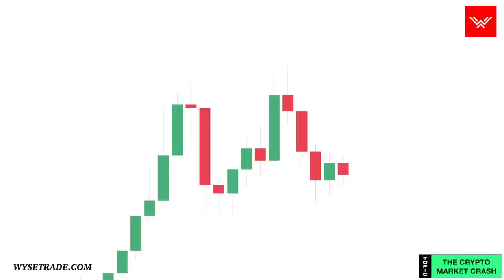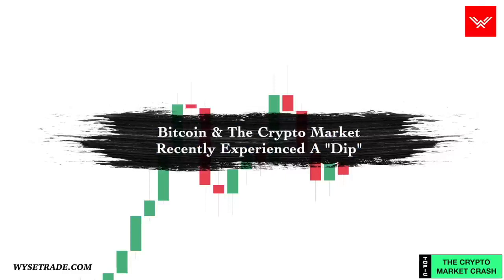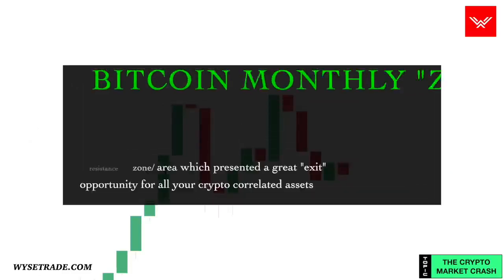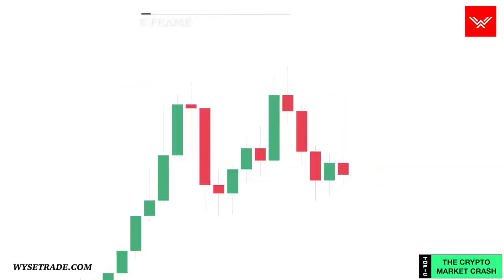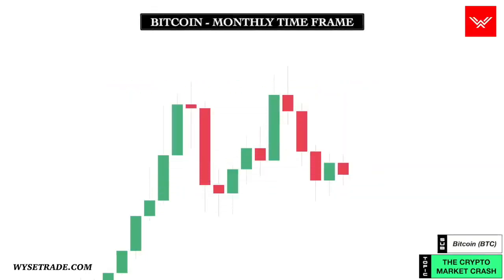So, as you already know, Bitcoin and the crypto market as a whole has recently experienced a market dip. Before this reversal occurred, if you were watching the higher time frame levels, you would have noticed a few interesting things. So let's break it down. This is the Bitcoin monthly time frame. You had this very key level and area. So you would have had a zone drawn in like this.